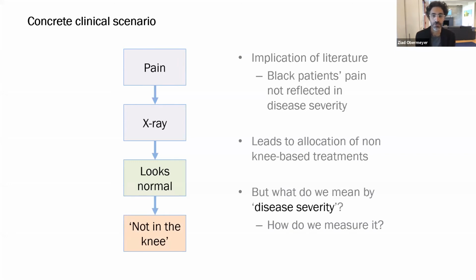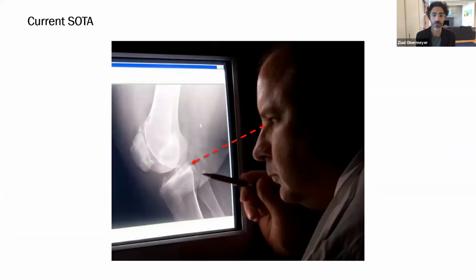Notice that everything I've told you so far depends a lot on what we mean by disease severity. I told you that patients with the same severity of arthritis on their knee are going to report different levels of pain based on race. But how do we measure that severity? That's the critical ingredient in all of this research.